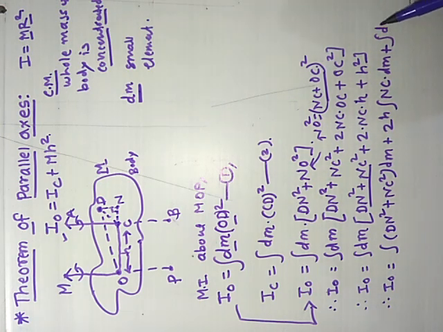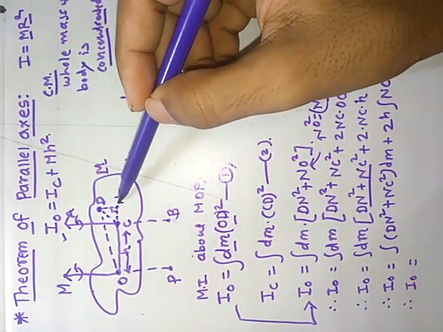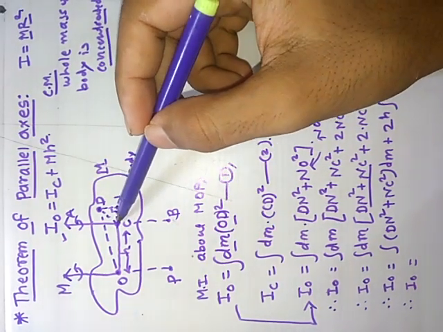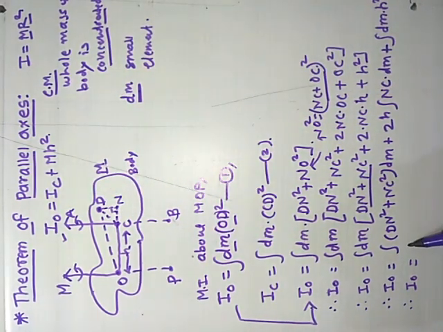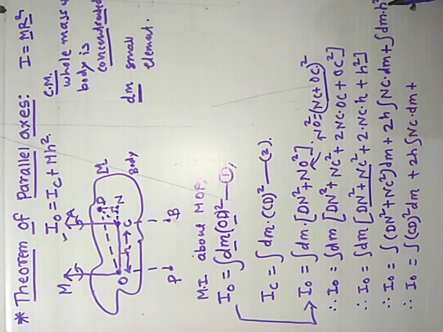plus third integration here, in which integration of dm and h square is there. So after solving this, IO is equal to DN square plus NC square. So see this triangle DN square plus NC square is equal to CD square by using Pythagoras theorem. CD square into dm, plus 2h integration NC into dm, plus here h square is constant, I take this out, and integration of dm.